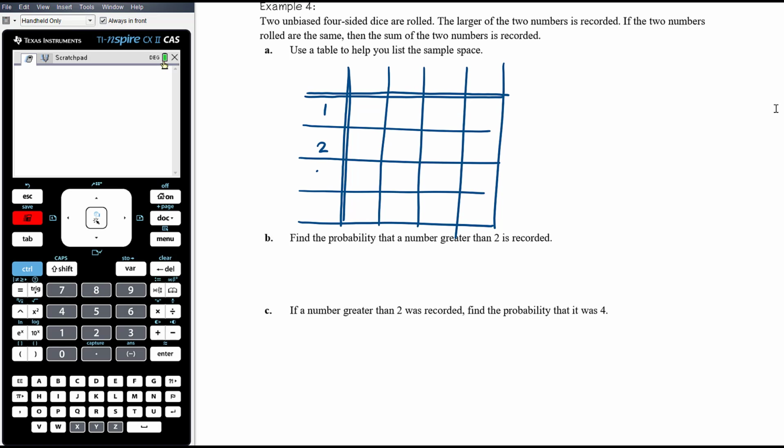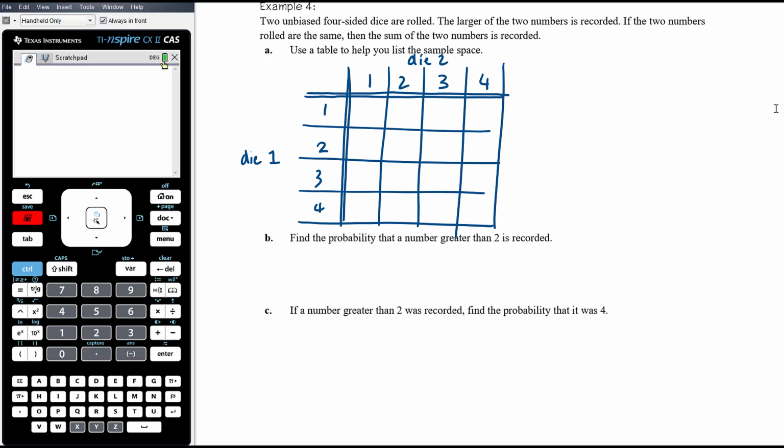Okay, so we can get a 1, 2, 3, or 4 on die 1, or a 1, a 2, or 3, or 4 on die 2. Now, this time, again, I'm not going to write 1, 1, 1, 2, 1, 3, 1, 4 in the boxes because that's not what I'm interested in. This time, what is recorded is the larger of the two numbers, but if the two numbers are the same, then the sum of the two numbers is recorded.